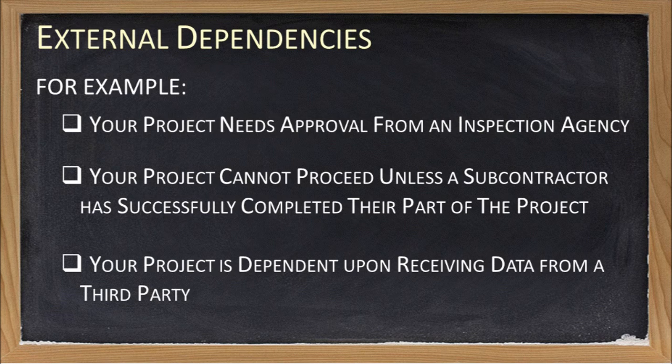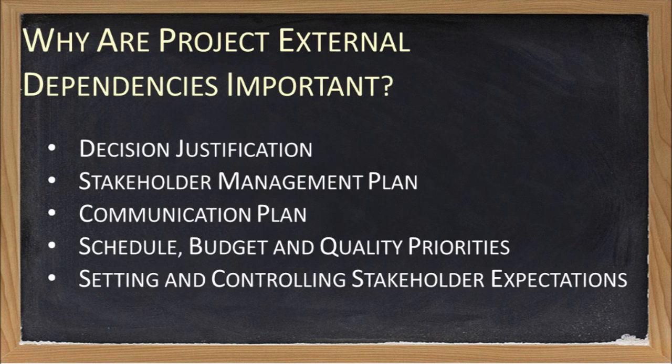Examples of external dependencies would be the inspection agency, whose approval you need, the subcontractor, who is working on a key deliverable for the project, the organization that holds the data that you need to proceed. Any relationship where the success of the project is dependent on the actions, approval, or support of another party that is beyond the project manager's control would be an example of an external dependency.